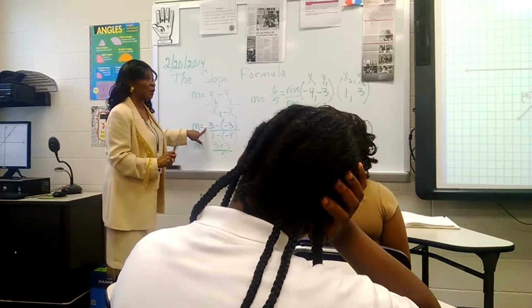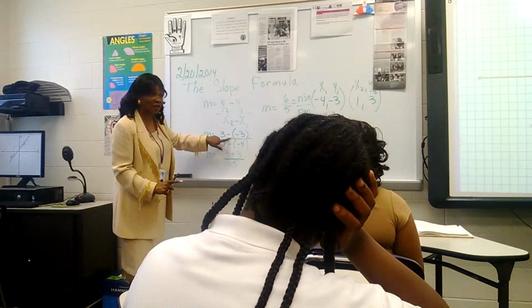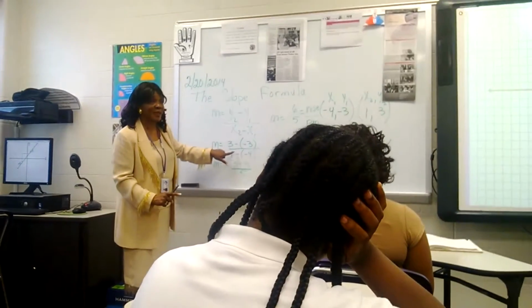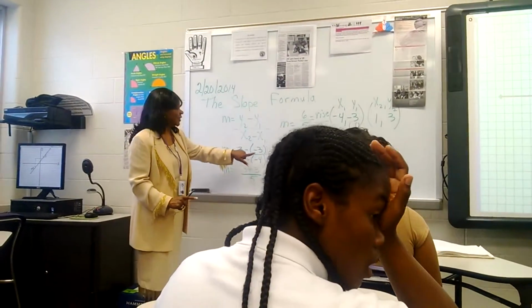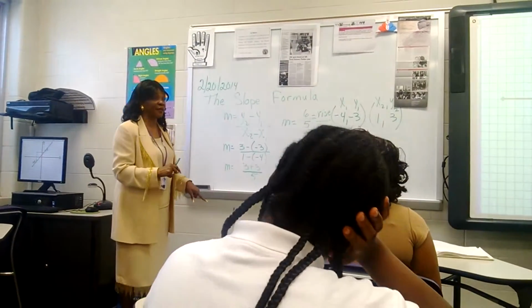What number represents y sub 1? Negative 3. Okay, y sub 1 is a negative 3. Now, we have an operational symbol. It must be dropped down, which is our minus symbol. And then we put our negative number in parentheses. There's a reason why we do that, okay?